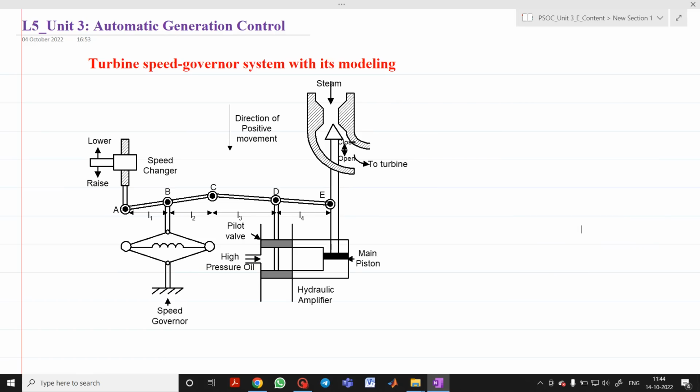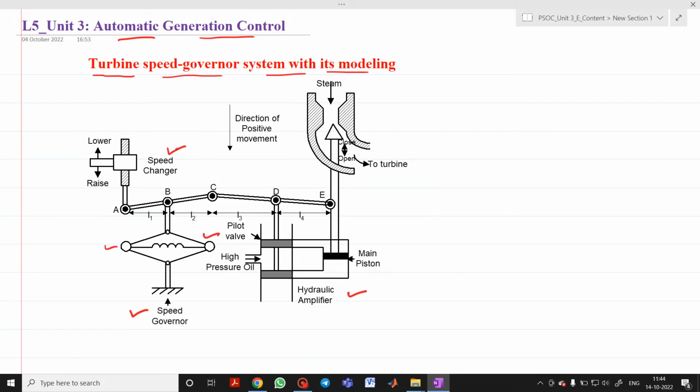In this video lecture, we are going to discuss a topic from Automatic Generation Control. The name of the topic is Turbine Speed Governor System with its model. So this was the diagram that we earlier explained in a previous video. What is this ABC CDE linking mechanism? What is the purpose of that? How will the speed governor operate? What is the function of the fly ball? What is the hydraulic amplifier? And what is the speed changer? All the points we have already discussed.